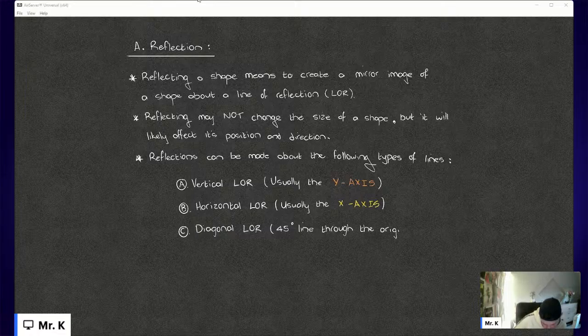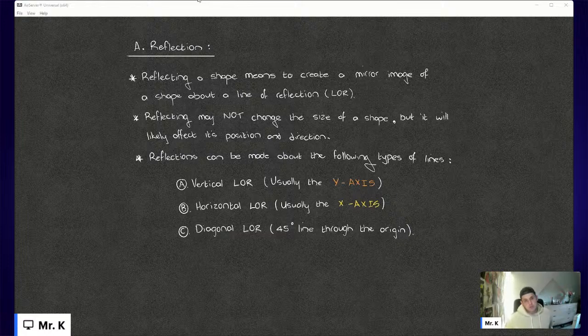Please keep in mind, grade nines, that this is going to be a lesson that is split over 2 separate sessions because there's quite a lot to go through. So when we reflect a shape, it's important to remember that we're trying to create a mirror image. I'm going to give you guys 1 minute to quickly copy, and then I'm going to go and draw some examples.